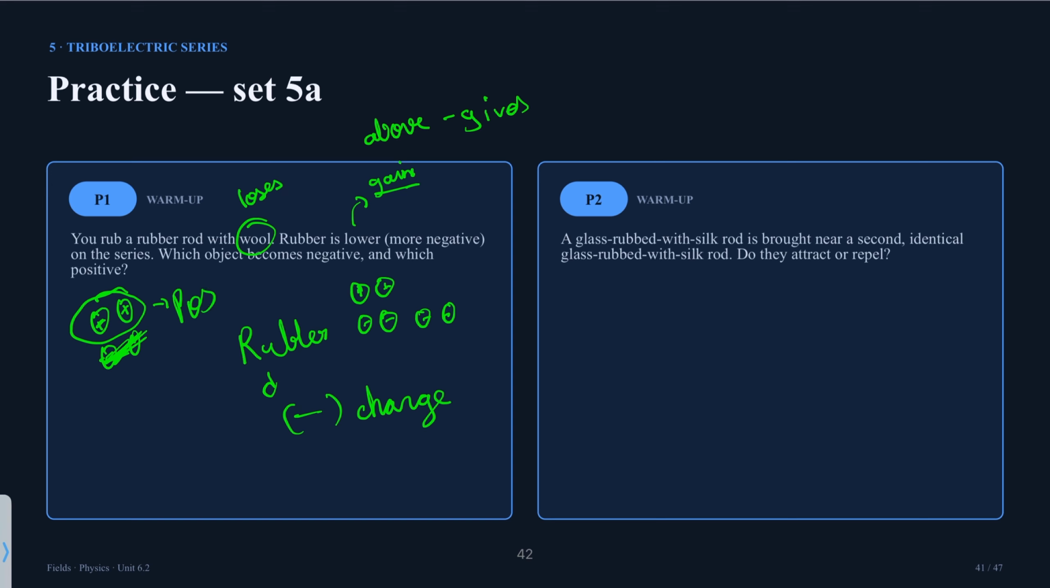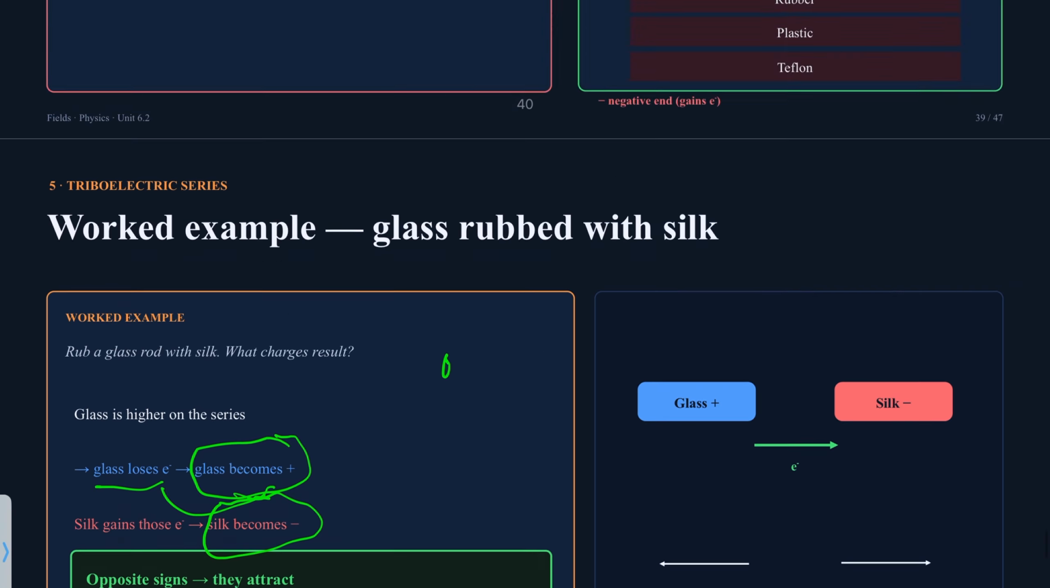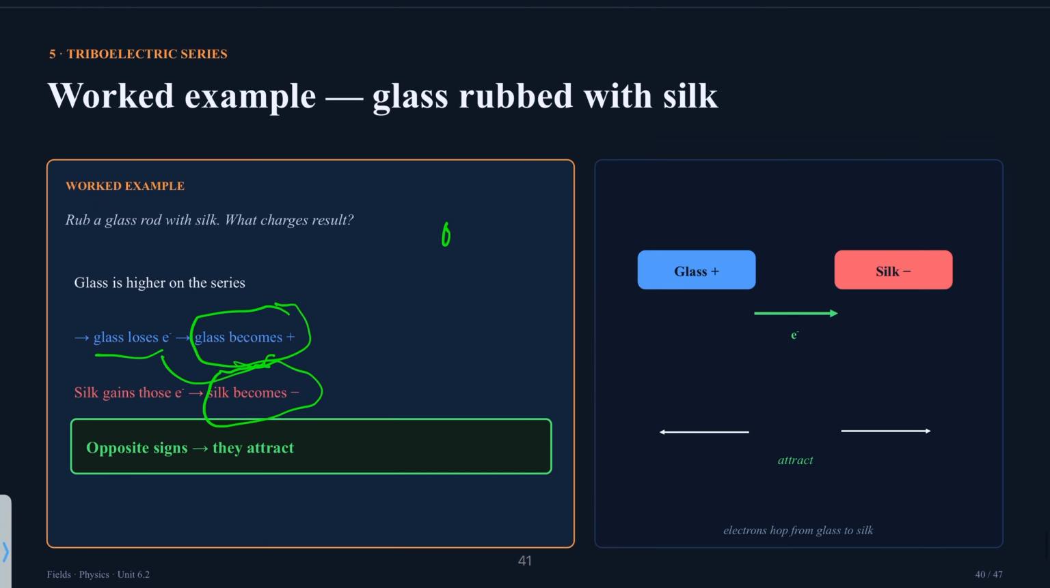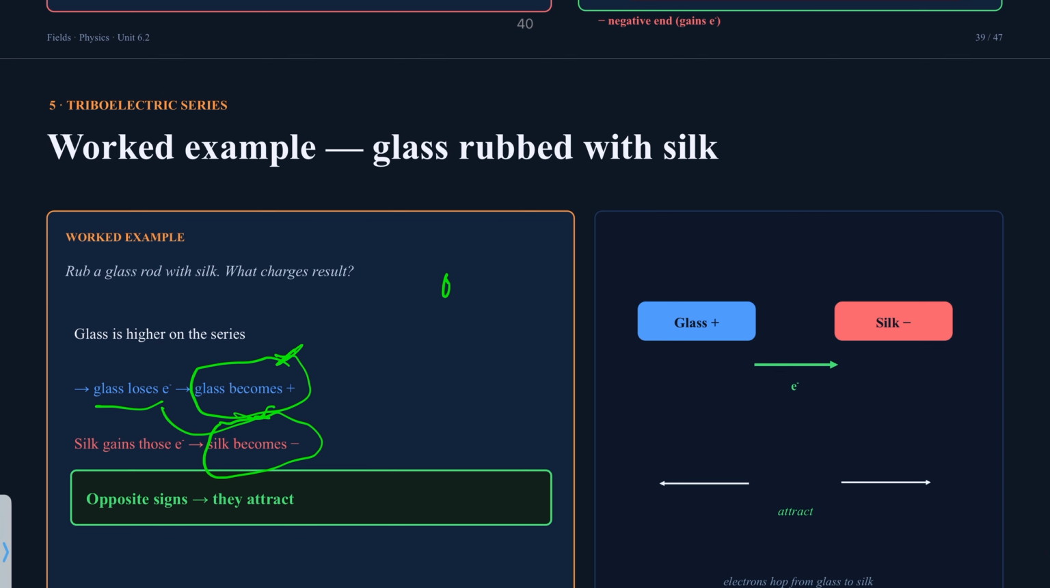All right, so now let's look at the second one. A glass rod rubbed with silk is brought near a second identical glass rod rubbed with silk. There's a lot going on here, and we're asked whether they attract or repel. First off, glass is rubbed on silk. If you look, we have it right here: glass becomes positive.